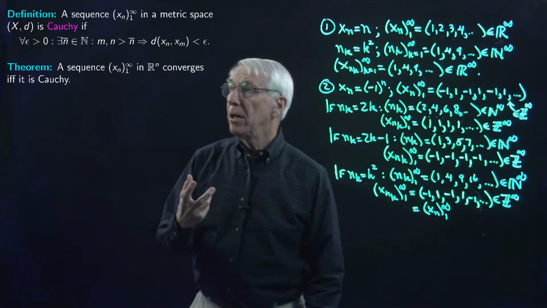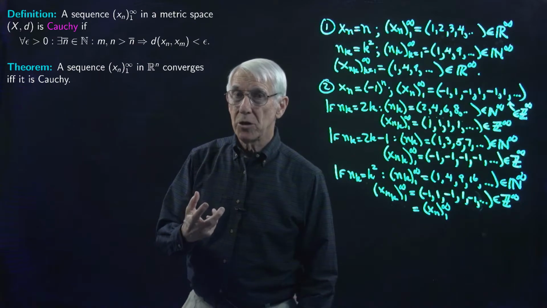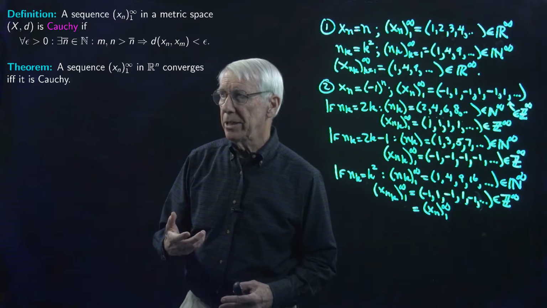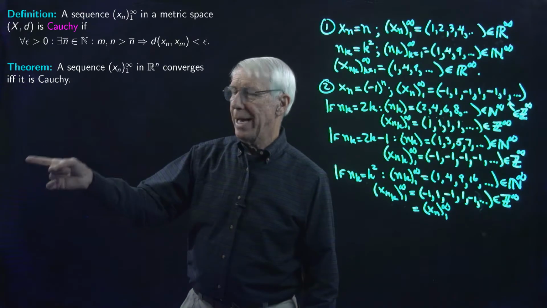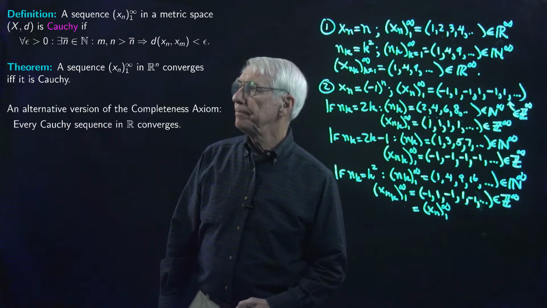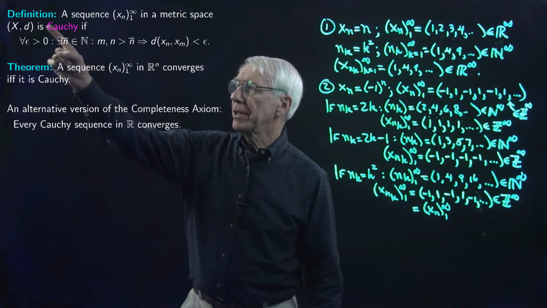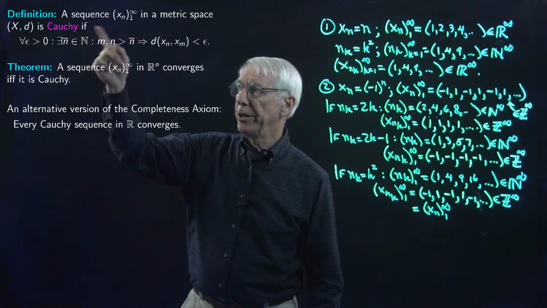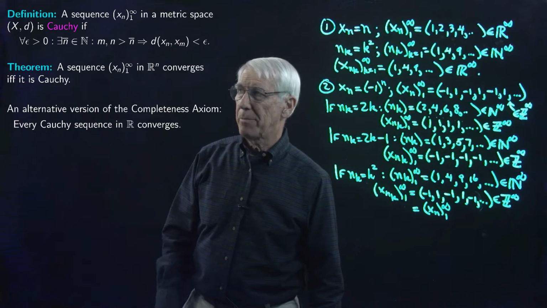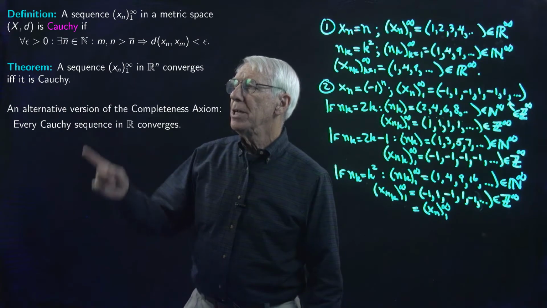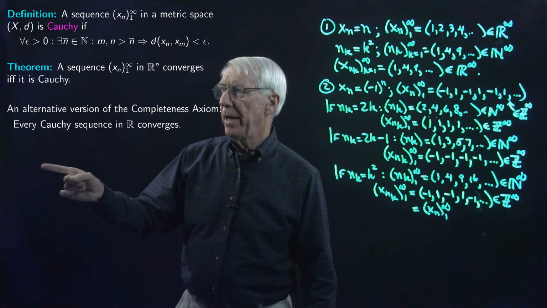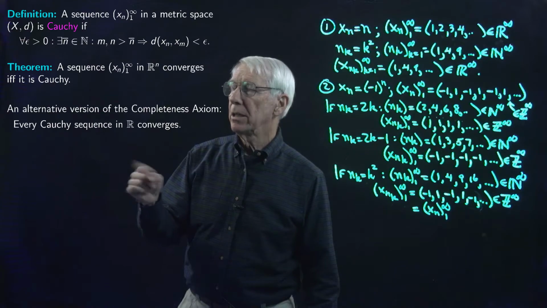That turns out to be pretty useful because there are situations where we actually can't work with the limit because we don't know what the limit is. And let me just point out kind of in conclusion here that we said that the completeness axiom for the set of real numbers is that R has the least upper bound property. Well, an alternative version of that completeness axiom actually is that every Cauchy sequence in R converges.